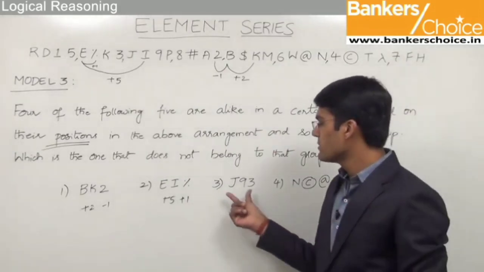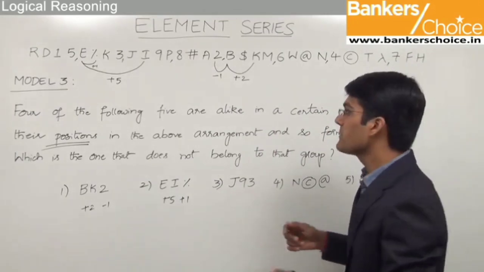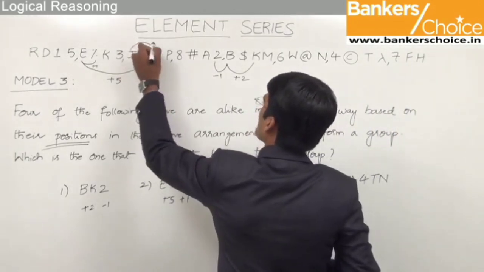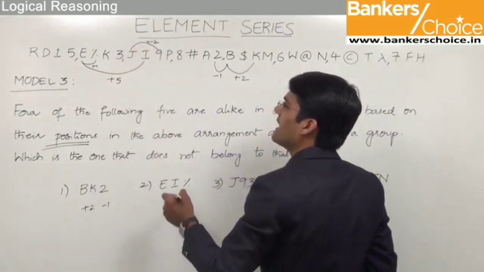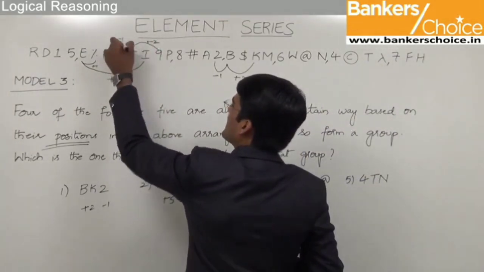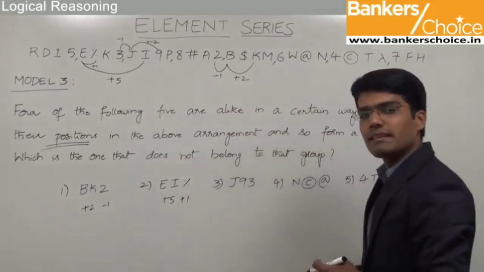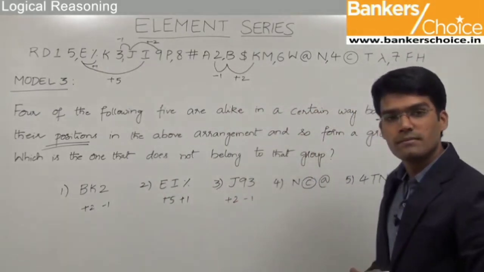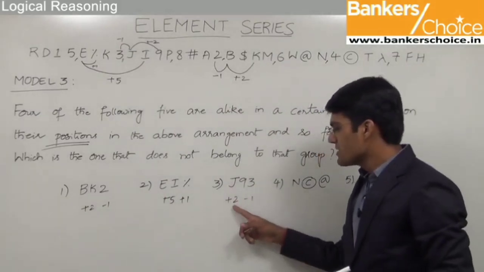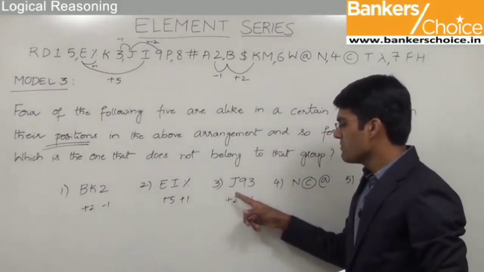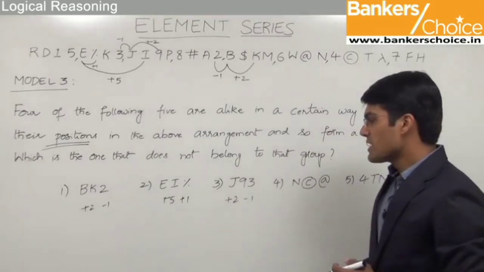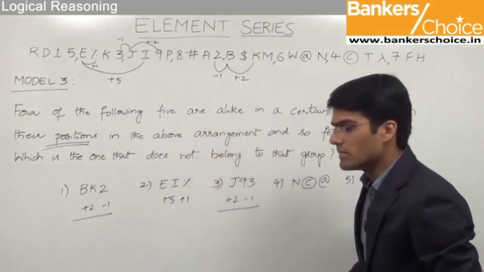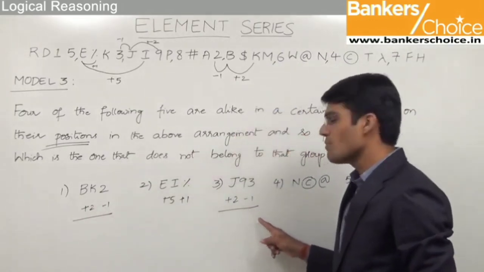So let us find out the positioning of J93. So if you observe here, J is in this position and plus 2 positions away is 9 and minus 1 position, that is 1 position behind J is 3. So we can say here that the logic is plus 2 minus 1. That is J and 2 positions after we have 9 and 1 position before J is 3. So as we can observe, the positioning in option 3 and option 1 is same, that is plus 2 minus 1, plus 2 minus 1.